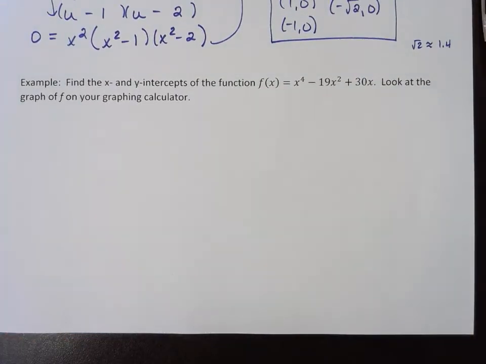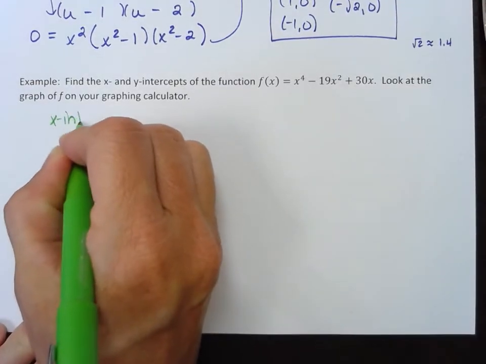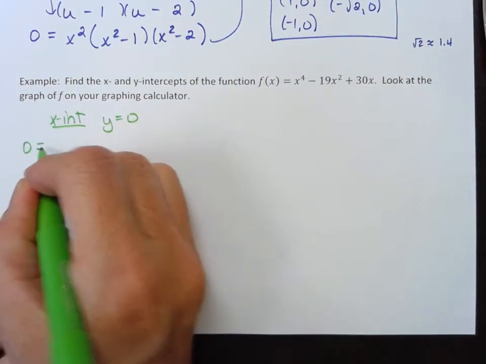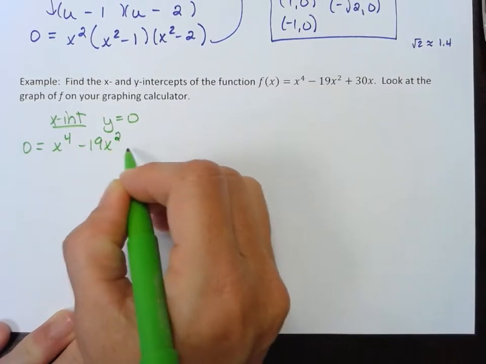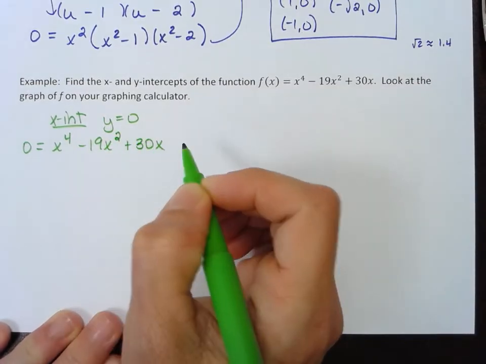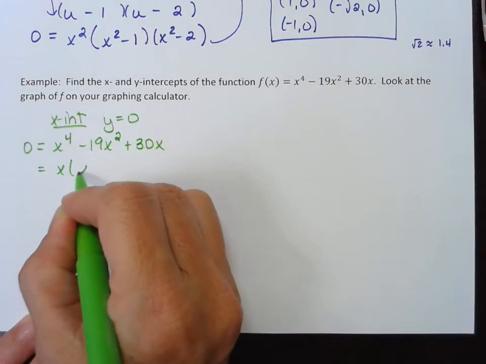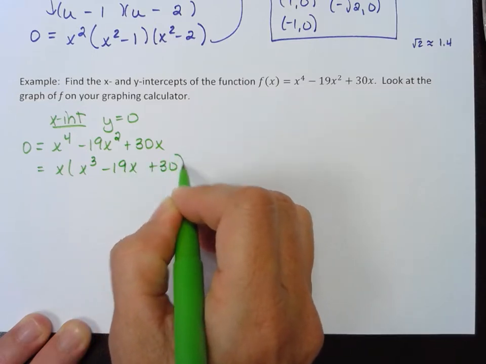Find the x and y intercepts of this function. Look at the graph of f on your graphing calculator. Alright, so to find an x-intercept, remember let y equal 0. So we have 0 equals x to the 4th minus 19x squared plus 30x. Now we can factor out an x. We're left with x cubed minus 19x plus 30.